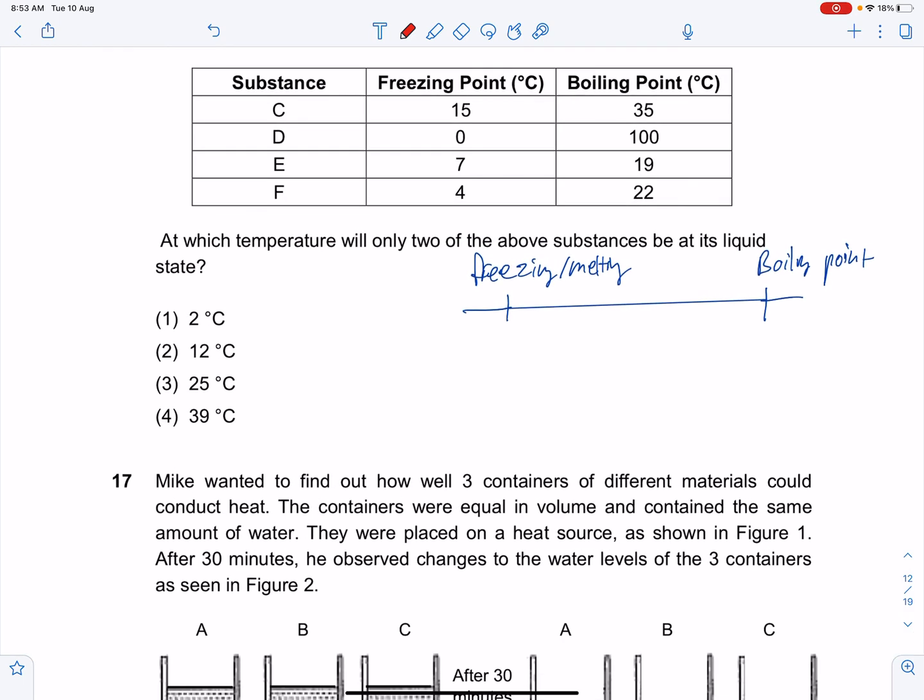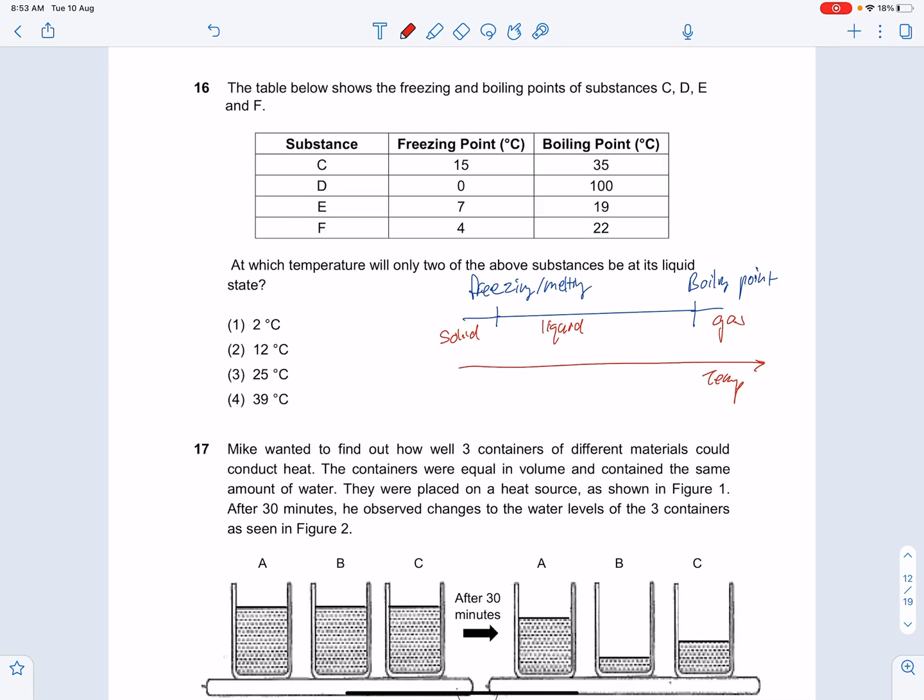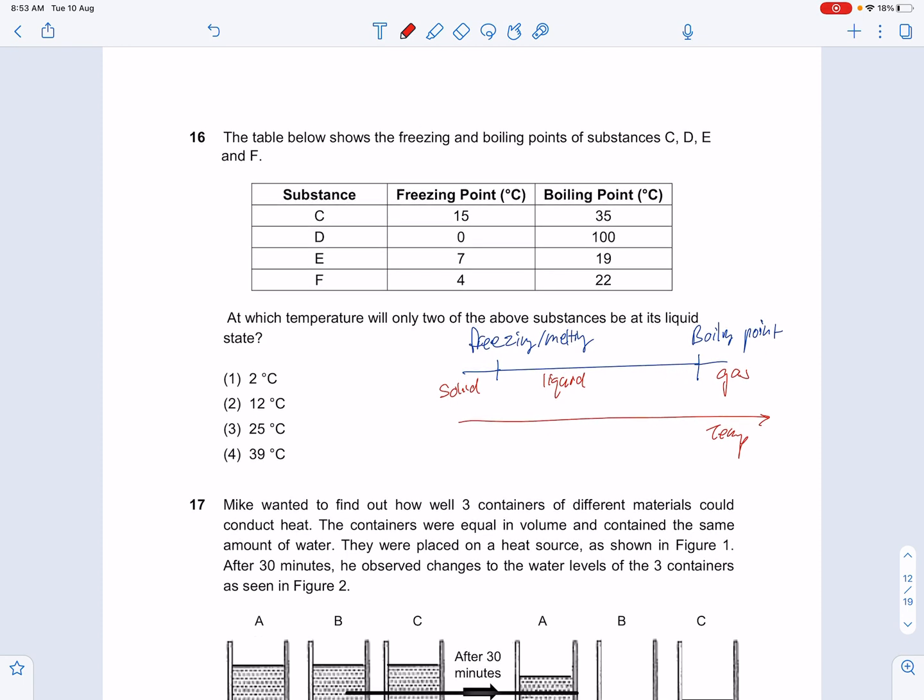Okay, so anything that is before my freezing point is a solid. Anything that is after, and of course temperature is moving in this way, this is temperature. So as temperature increases above freezing or melting point, it will be a liquid. And then when it gains more heat, anything that's after boiling point is a gas. So with this, I'm able to answer the question. The question asked, at which temperature will only two of the above substances be at its liquid state?